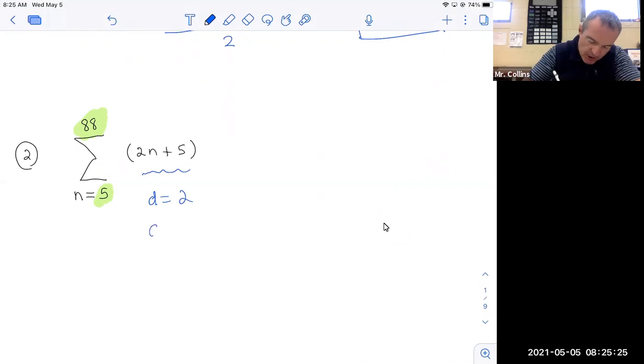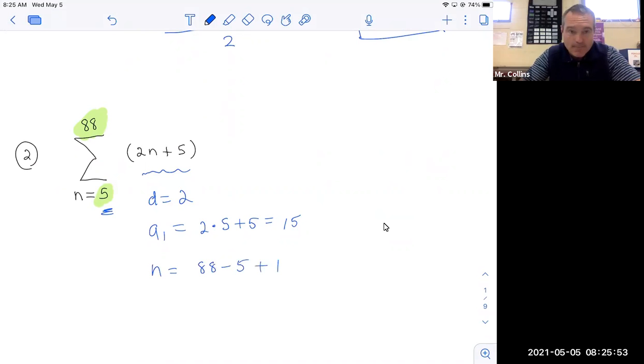This time the first term is when you plug in 5, right? Because we start at 5. So the first term is 2 times 5 plus 5, which is 15. And finally, n is a little screwy, right? If we go from 1 to 88, there's 88 terms. From 5 to 88, well, here's the trick, guys. You take the top number minus the bottom number, and you actually have to add 1. I want you to think about that. From 5 to 88, there's actually 84 numbers. So that seems a little goofy, especially that plus 1, but that's just the way it shakes out.